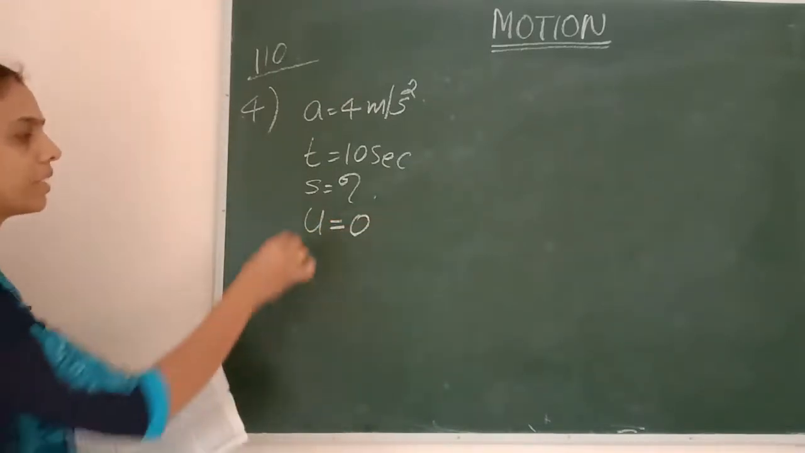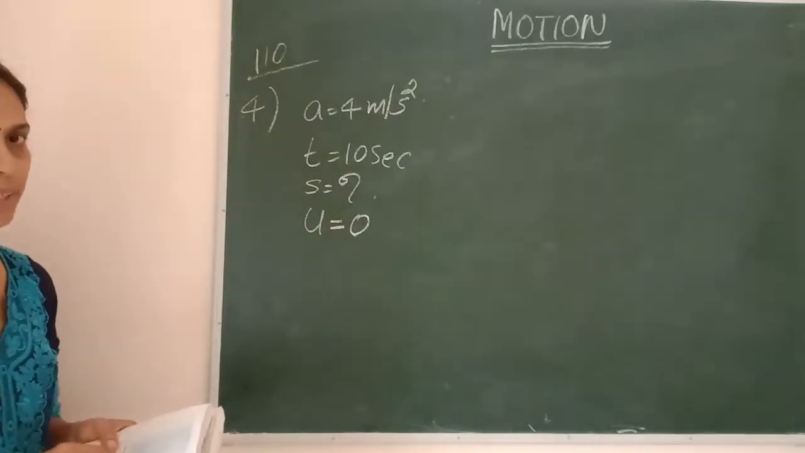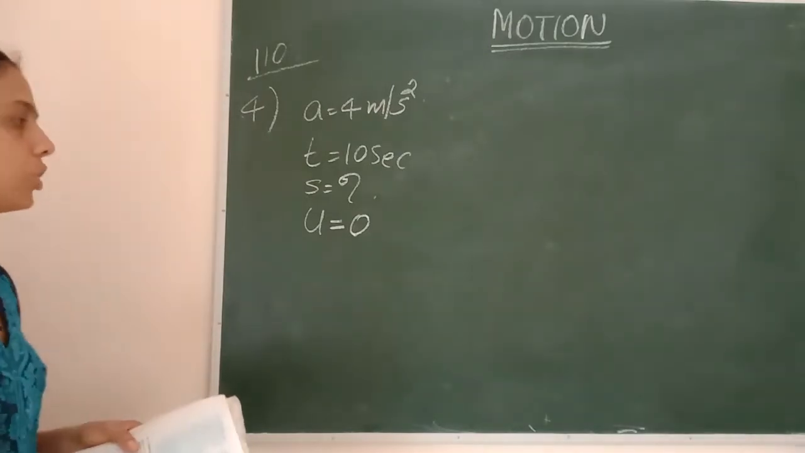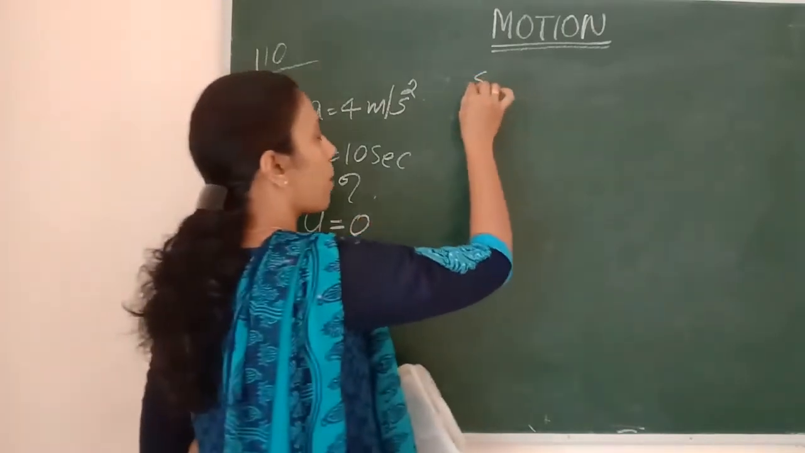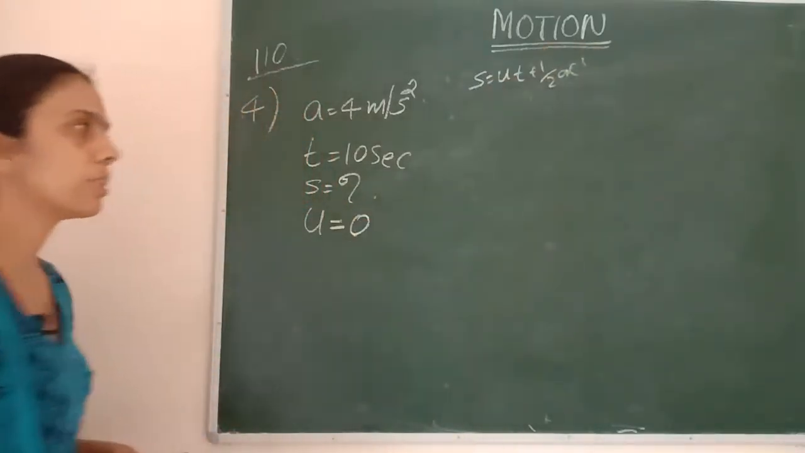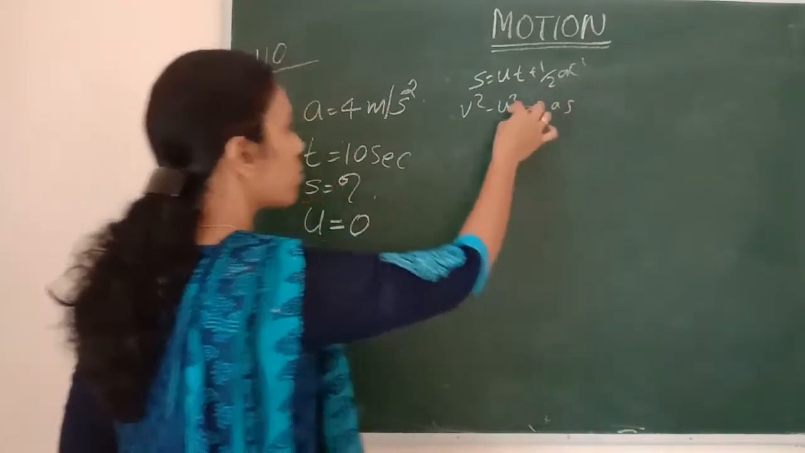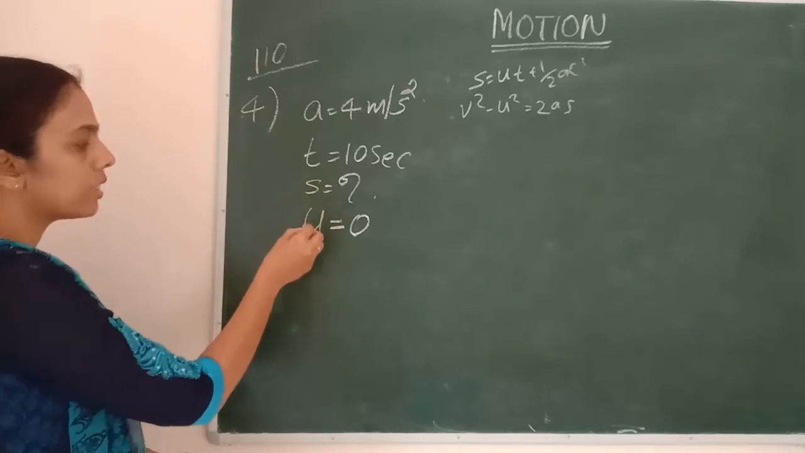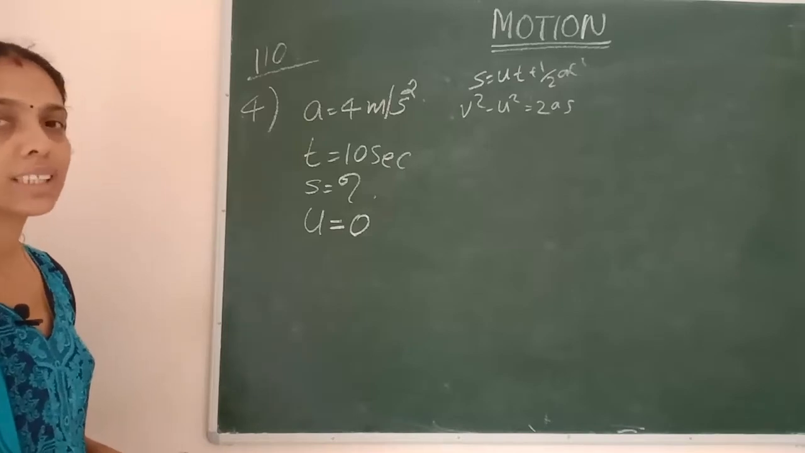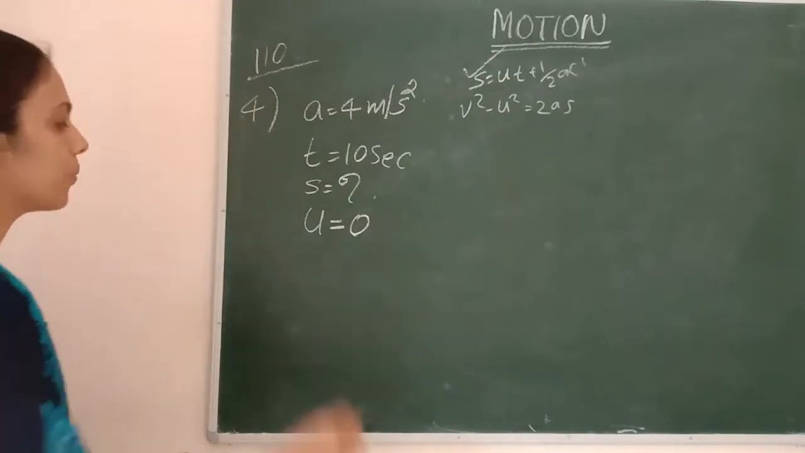Okay, how can we find out the distance here? The object is under uniform acceleration, it is given. So we can understand that we can use any of the equations of motion. What are the formulas? s is equal to ut plus half at square is there. v square minus u square equals 2as is also there. Which formula is suitable for this one? s equals ut plus half at square. Isn't it? In which equation are all the data given? Yes, for the first equation all the data are there. So we can use that one.